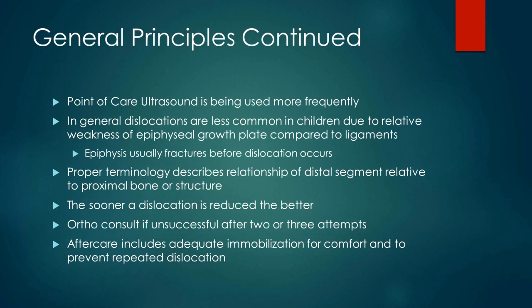Dislocations are less common in children due to relative weakness of an epiphyseal growth plate compared to ligaments. The epiphysis usually fractures before a dislocation occurs. Proper terminology describes relationship of the distal segment relative to the proximal bone or structure. Sooner a dislocation is reduced, the better. Ortho consult if unsuccessful after 2 or 3 attempts. Aftercare includes adequate immobilization for comfort and to prevent repeated dislocations.